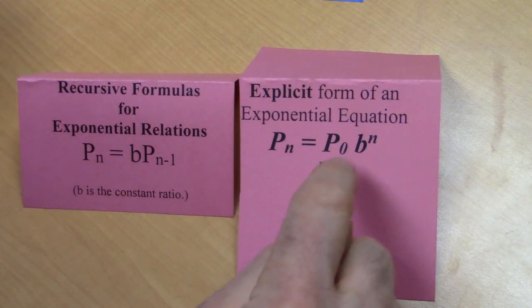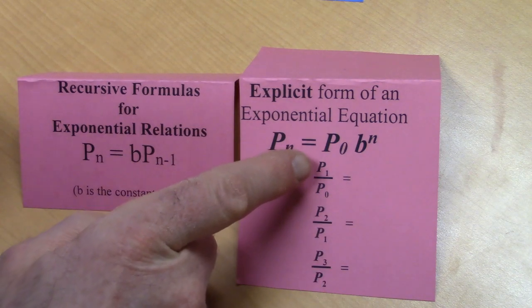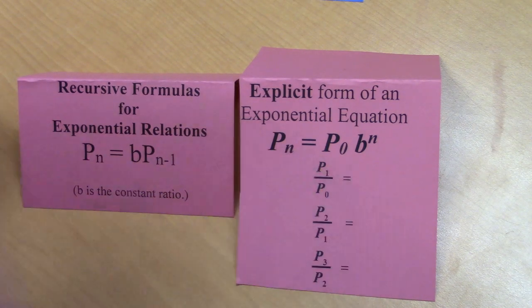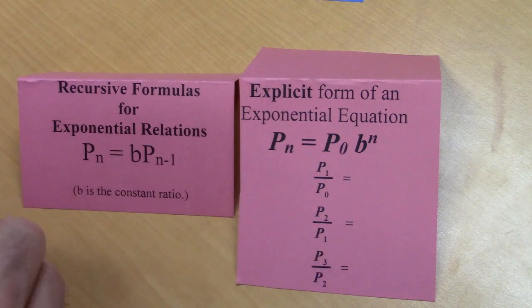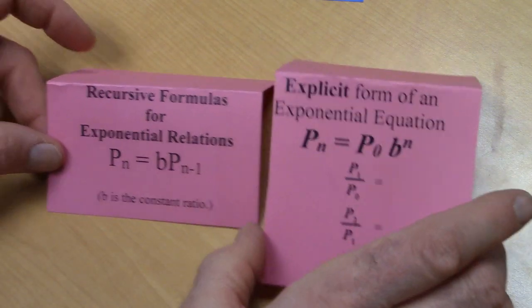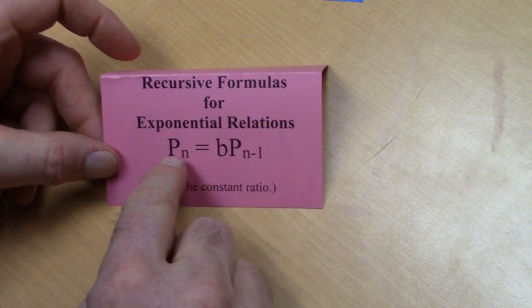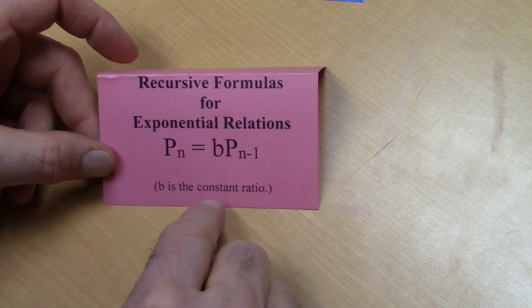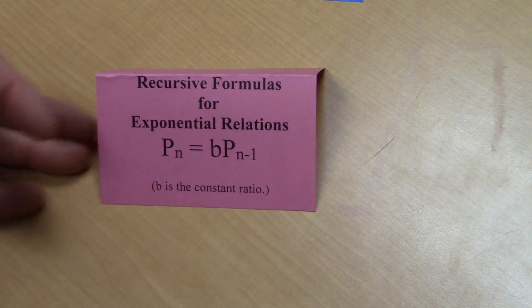So we also have recursive formulas for exponential functions. And recall that b is the constant ratio. That's take any term, divide it by the term before it, and that would give you b, the constant ratio. And that should be the same with any consecutive set of terms. In the recursive formula, it's similar. Any term is equal to b, that constant ratio, times the previous term. So we'll take a look at some examples.